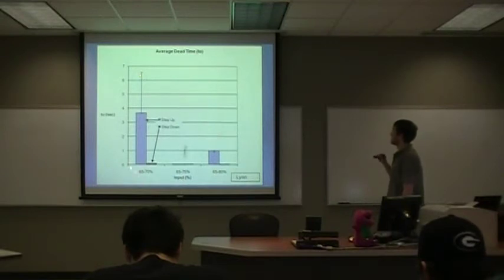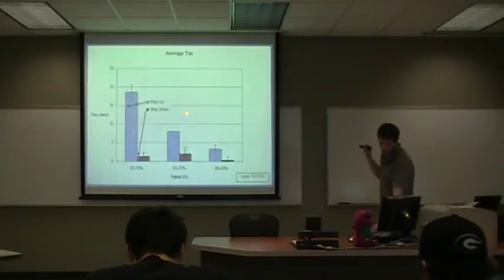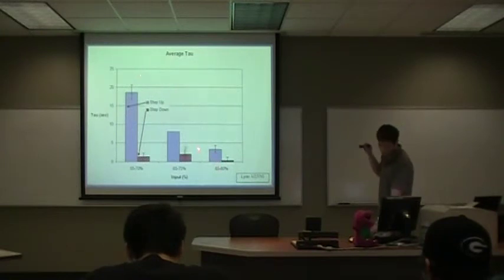Here is the average dead time. We have some fluctuation between the step ranges, starting out high, then decreasing, and then going back up. This could be due to human error and eyeballing from the graph. Here is the average tau. In the step ups, we have a smaller input range, and as it increases, the average tau decreases.